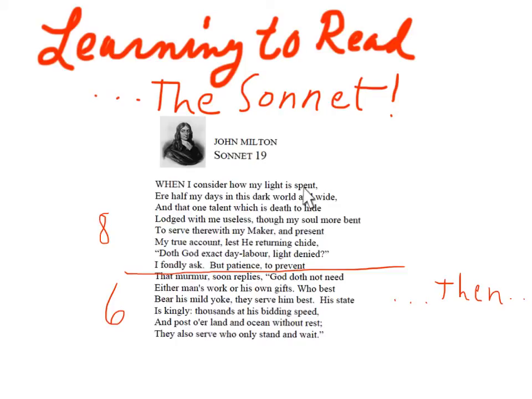When I consider how my light is spent, when I consider how I'm starting to go blind, I'm worried that the one talent for me as a writer is lodged with me useless. So then what am I going to do about it? And that's actually the structure for a lot of sonnets.